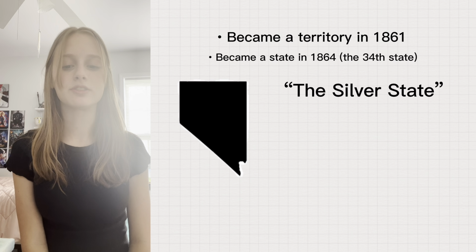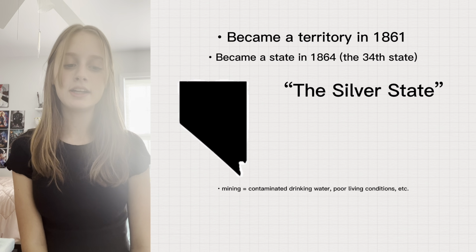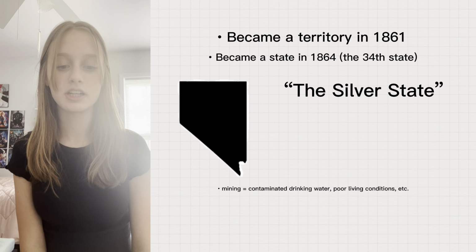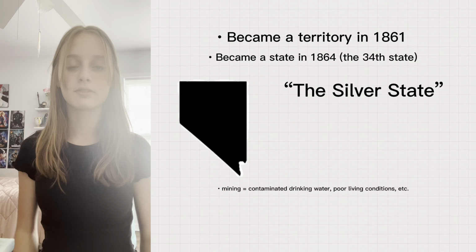Nevada is known as the Silver State. This is because of the vast amount of silver found in the state. The mining in the state also caused a lot of controversy. Though mining can cause a person to strike it rich, the conditions of the mining were not healthy.